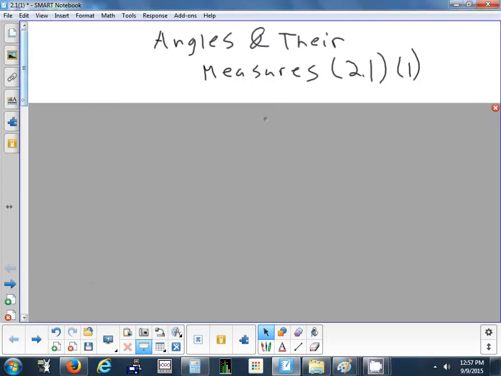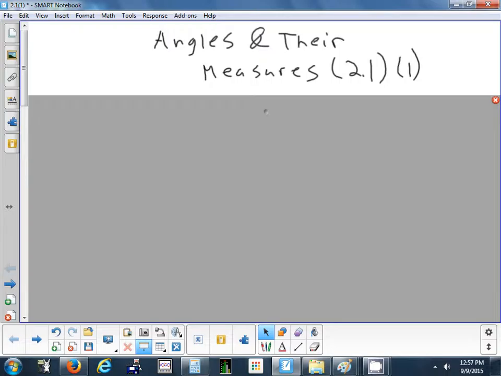Let's take a look at our first section in chapter 2. Okay, the section is 2.1. We'll do half today, half tomorrow. And in this section, basically what we're going to study is angles. We'll define what an angle is, how we measure it. There's two different units we can use, and how we convert between the two units.